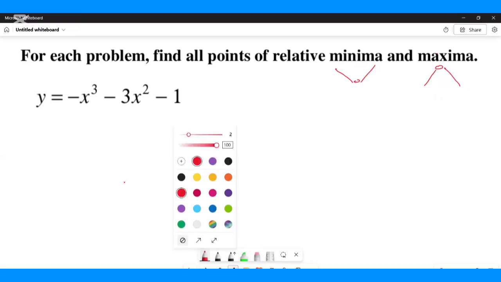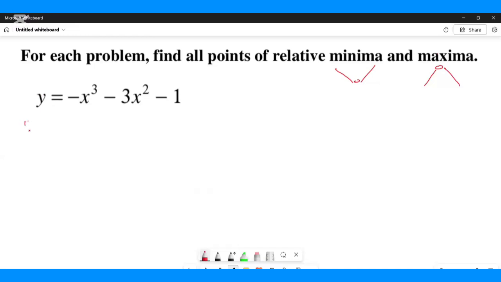So first, let's do the steps. First step is to take the derivative of this function. So we're going to do y prime, the first derivative. Basically, it's going to be 3 times negative 1, so this is negative 3x raised to the second, and then 2 times negative 3 is negative 6, and then x, take 1 from that, is just x to the 1, which is just x. The derivative of a constant is 0. So this is what we actually have.